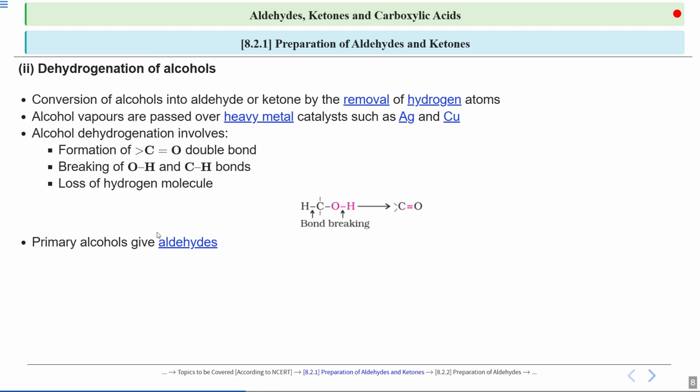Now in this case also, primary alcohols give aldehydes. If you look at this, this is a primary alcohol. The carbon which is connected to the OH group is further connected to only one carbon atom. And when alcohol vapors are passed over heavy metals like copper and Ag, it gives you an aldehyde. This CHO group over here is an aldehyde. So primary alcohols give aldehydes.